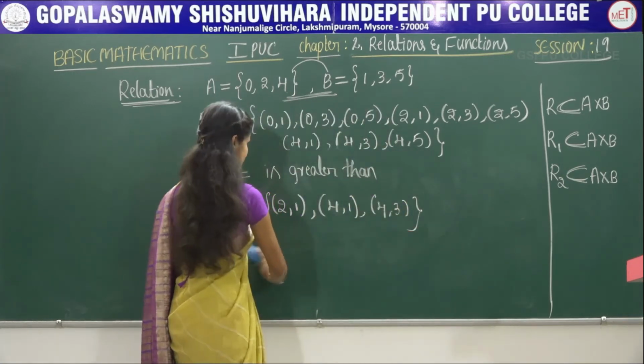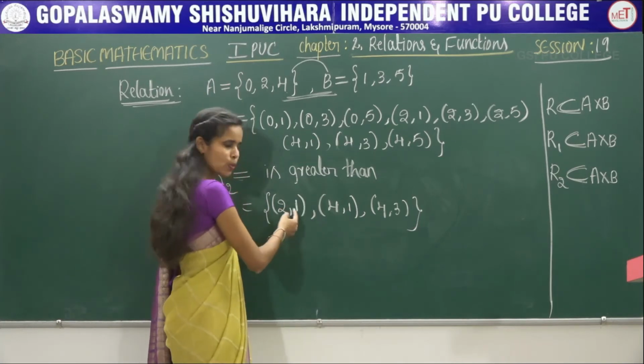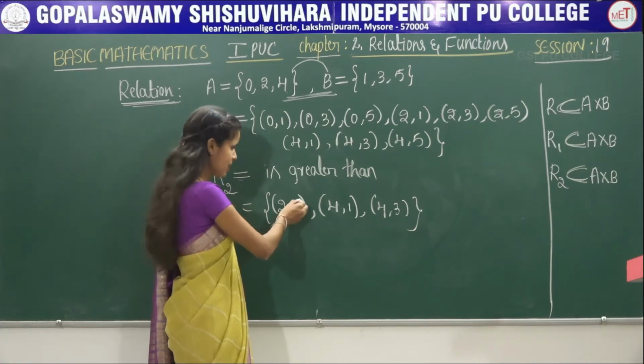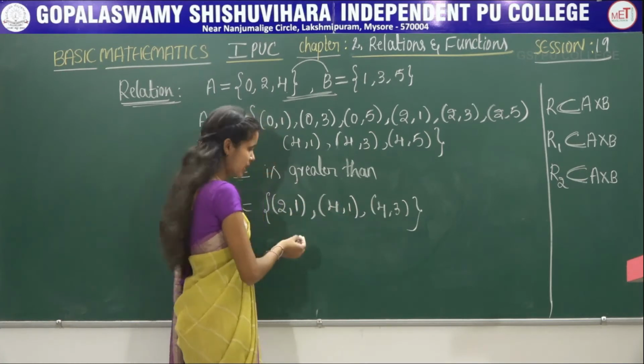So, here I consider the relation "is greater than". In this relation, here 2 is related to 1. Here 2 is called the first element, 1 is called the second element. Here 2 is related to 1, 4 is related to 1, 4 is related to 3.